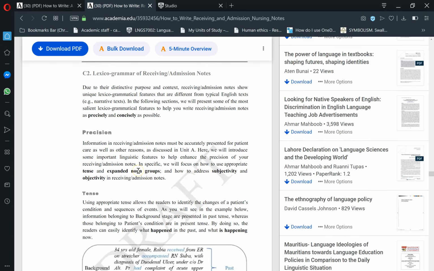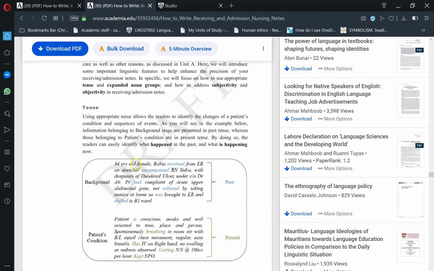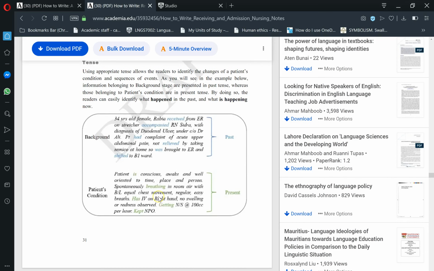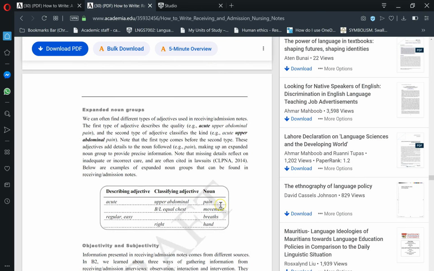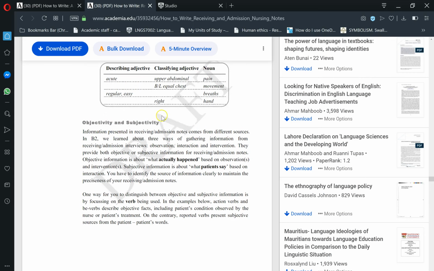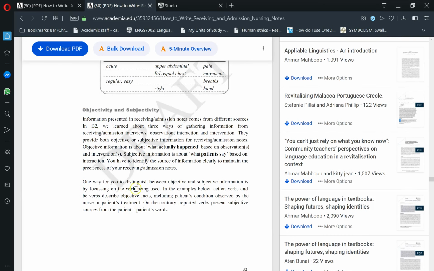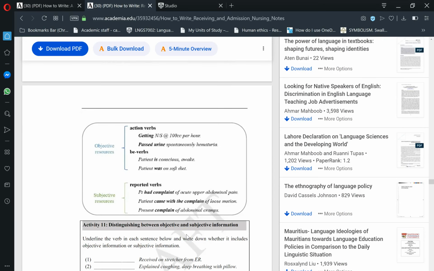And now we talk about the specific language features. So again, one of the goals was to make sure that they are writing concise and precise notes. So again, what is precision? How can we write precisely? Talk about tense, different types of tenses that there are, and what each tense means, and which phase you would write with each tense. You know, how you need to be objective and not subjective, and the different types of verbs that project objectivity and subjectivity.